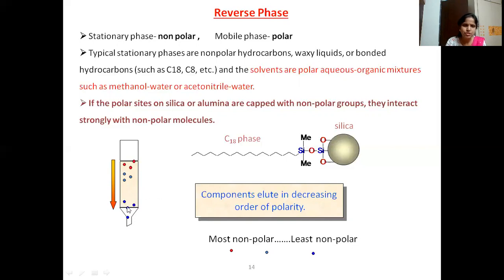So as the mobile phase is polar, more polar components will be eluted out first. So more polar is a blue colored component. So those are eluted out first. Then comes the light blue, and then the red. Red is non-polar component. So that non-polar component is having more affinity towards the stationary phase. So that is why it will travel a bit slow when compared to the other components. So in this reverse phase, you have to remember that the stationary phase is non-polar and the mobile phase is polar. So the components which get eluted out first is the polar components here.